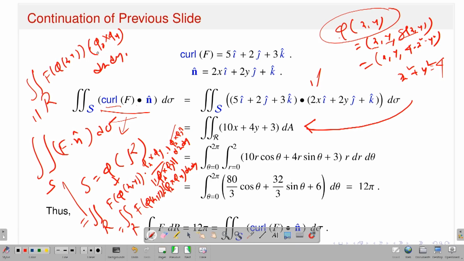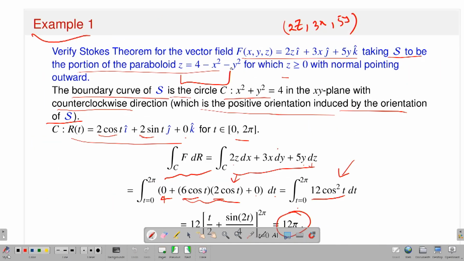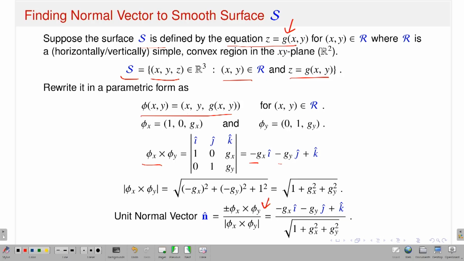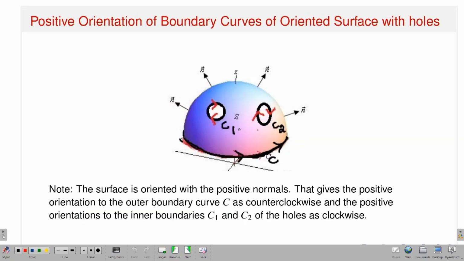You just calculate phi x cross phi y. Now what is phi x cross phi y? This is nothing but (minus g_x, minus g_y, 1). You just check it. That means you can forget about this normalization factor. It actually gets cancelled with the d sigma if I write phi x cross phi y times dx dy. So you end up with just the vector field acting on phi of (x, y), the parameterization, then the dot product with phi x cross phi y. That is why there should not be any norm factor. So you just have to calculate this object. I think now it's clear.